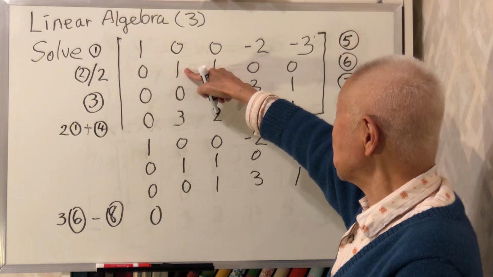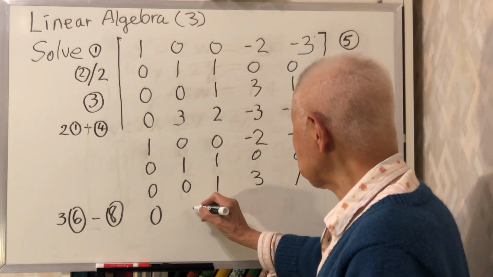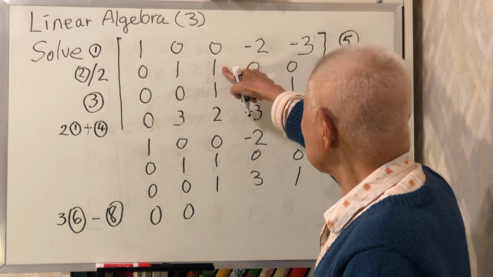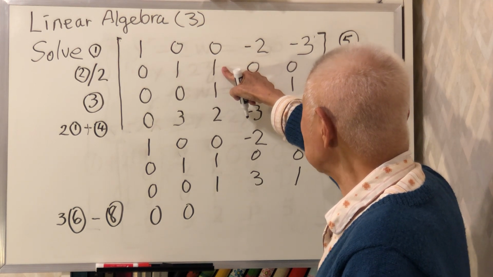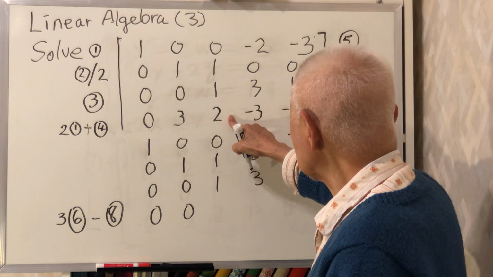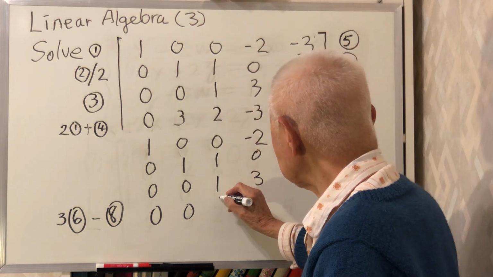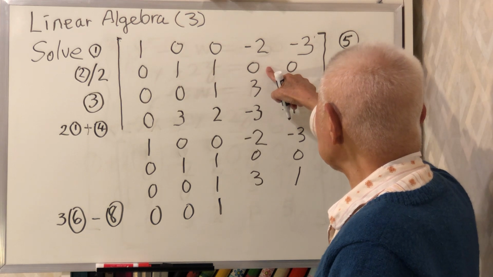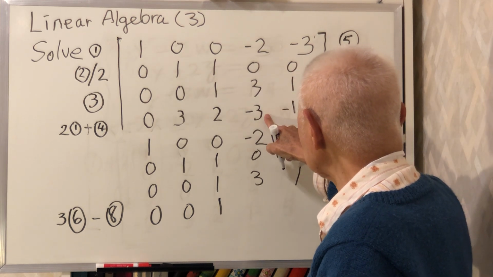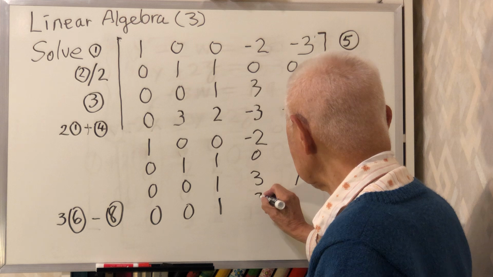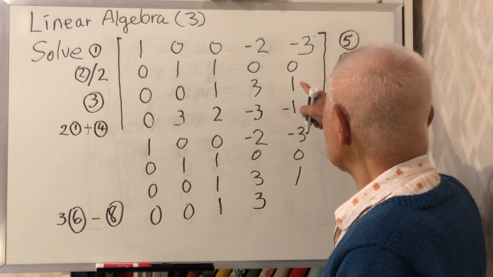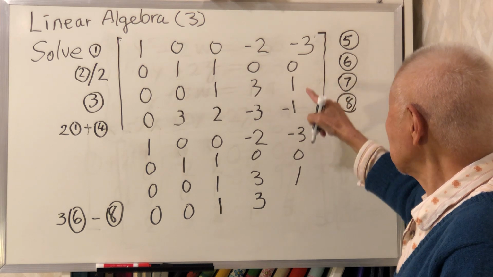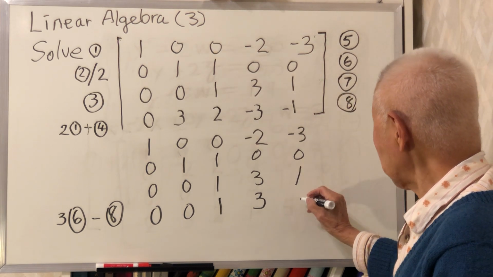3 times this is 3. 3 minus 3 is 0. 3 times 1 is 3. 3 minus 2 is 1. 3 times 0 is 0. Subtract negative 3 is positive 3. 3 times 0 is 0. 0. Subtract negative 1 is 1.